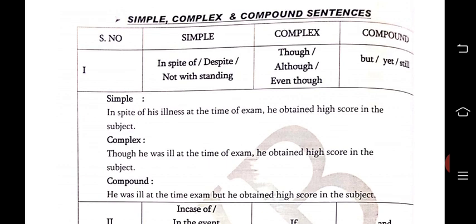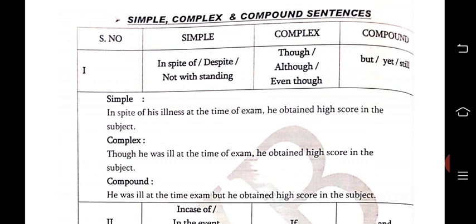See the first example. In spite of his illness at the time of exam, he obtained high score in the subject. As I said, if we want to write the simple sentence, we should have one phrase and one main clause. For writing the phrase, the procedure is: one phrase, one possessive form and the sequence. And for writing the main clause: subject, verb, object. Got it or not?